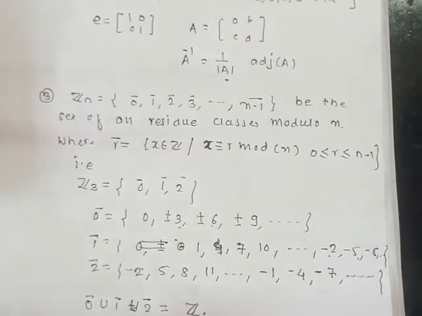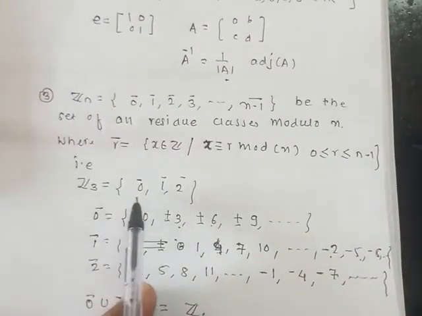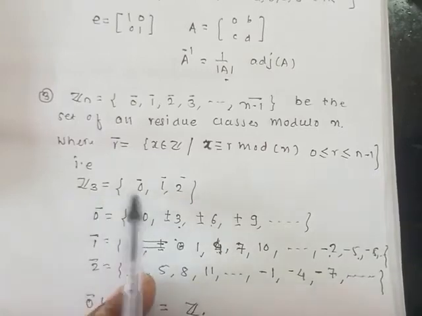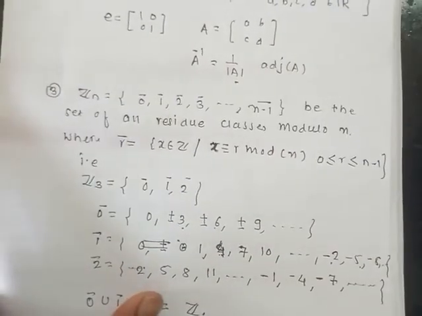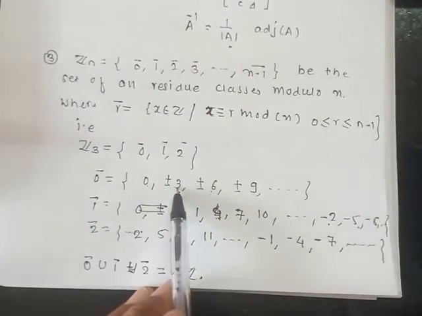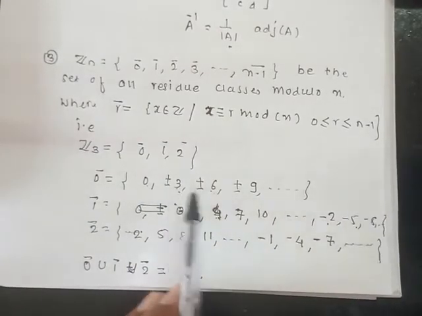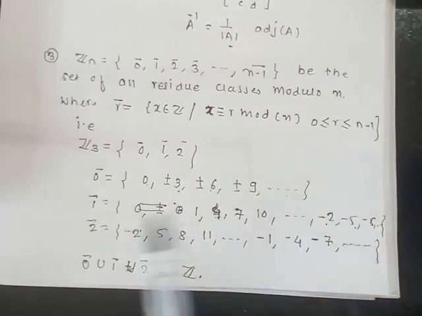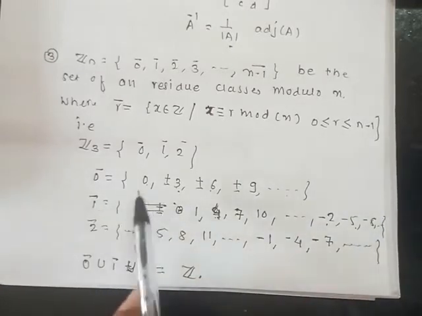May I repeat? Z3 is nothing but 0 bar, 1 bar, and 2 bar. Now 0 bar is equal to what? All the multiples of 3: 0, plus minus 3, plus minus 6, plus minus 9, and so on. Now 1 bar is equal to what?